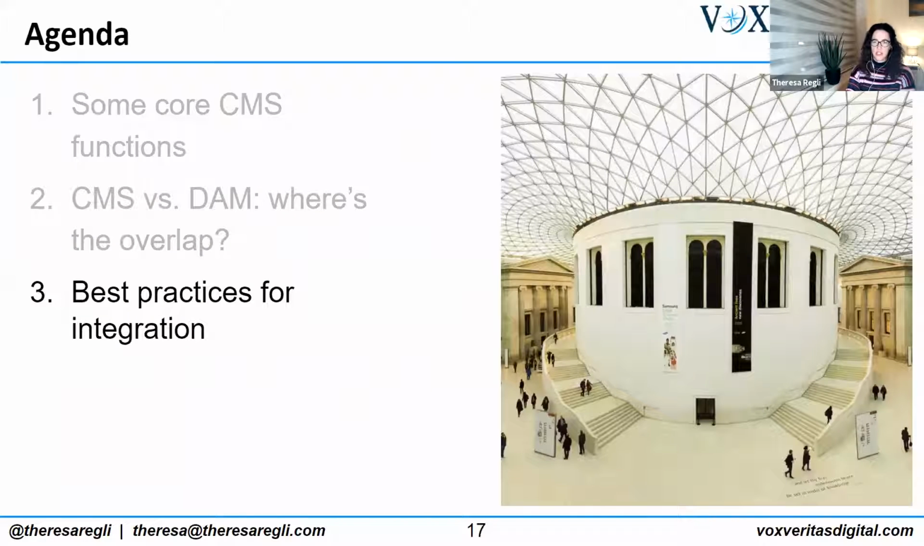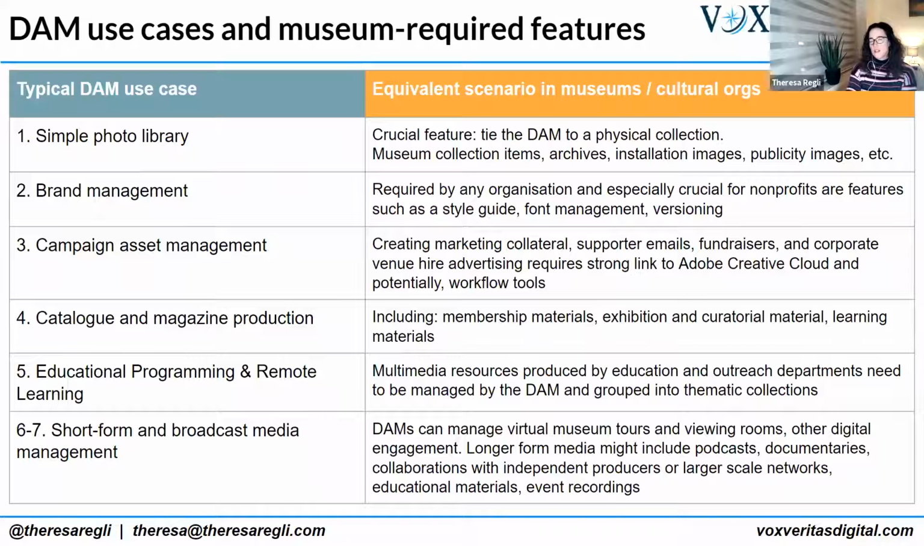Okay, so last section, best practices for integration. I think the most important best practice I've already said, which is get your data about your objects in order before you start putting a DAM in place in a museum. Because it really gets very sloppy if you try to create object data from scratch in your DAM, and then it's not synchronized with the physical collection.